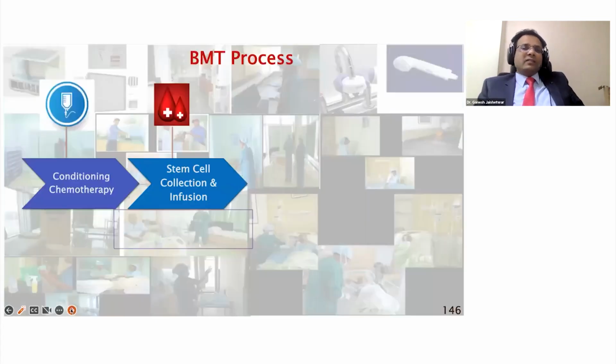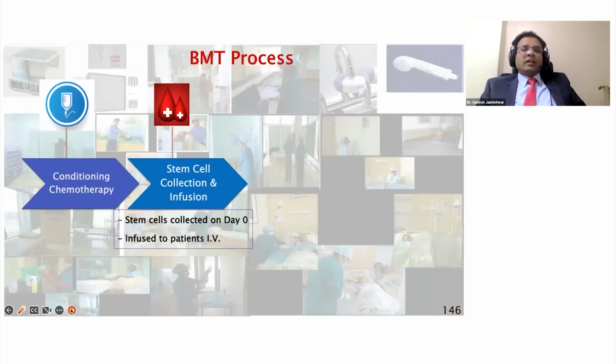Now, second in line, the second step of bone marrow transplant. So at the end of this conditioning, you collect the stem cells from the donor. In autologous stem cell transplant, you already collect the stem cells, freeze it, and then start the conditioning chemo. And at the end of the conditioning chemo, you infuse the stem cells back to the patient.